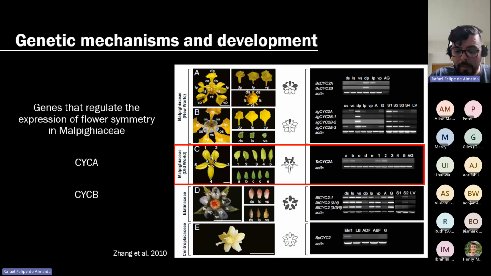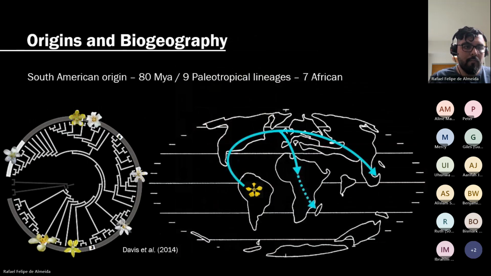And why am I talking to you about that? Because you need to understand where I'm coming from, and also that a few genera of neotropical Malpighiaceae reach Africa, and you have those two different flower morphologies. So you need to understand that so you can differentiate and know better their morphology and taxonomy.